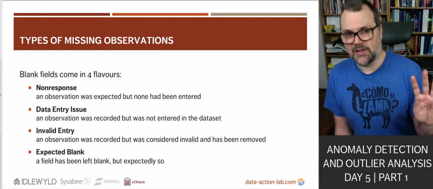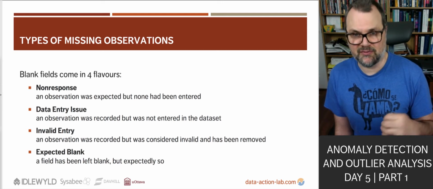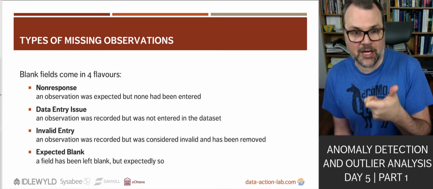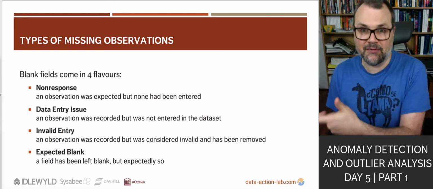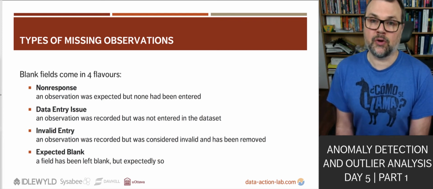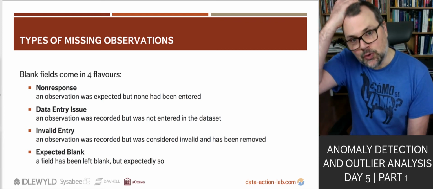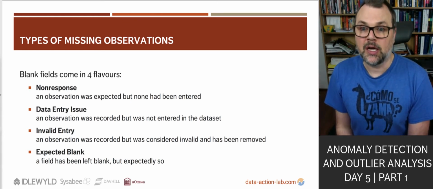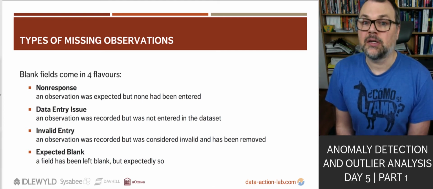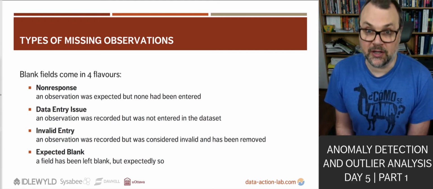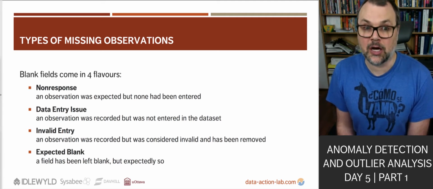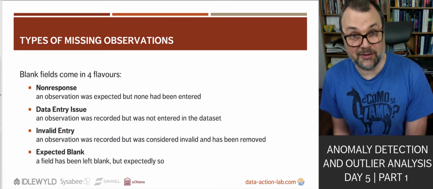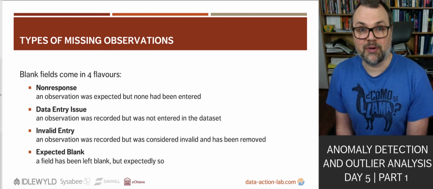Observations can be missing in 4 different flavors. You might have a non-response. You were expecting that there should be an answer, a value here, and you did not have a value in your data set. If one of your features or fields or attributes is, say, the address of the president of the corporation, and you do not see an address there, something's up. There should have been an address. Why isn't there an address? So this is a non-response missing observation. Sometimes the presence of a blank value is indicative of potential anomalies.